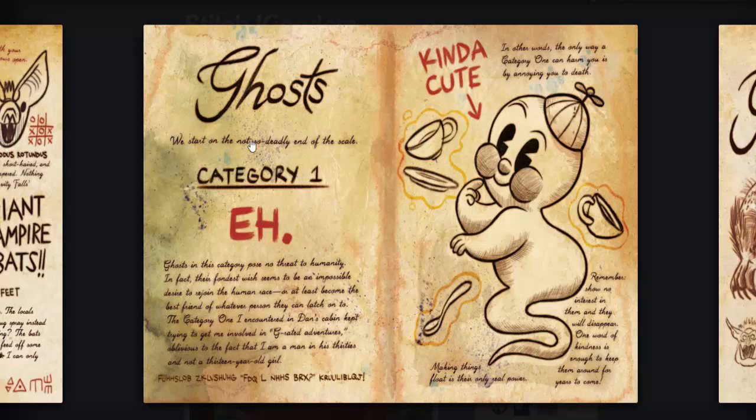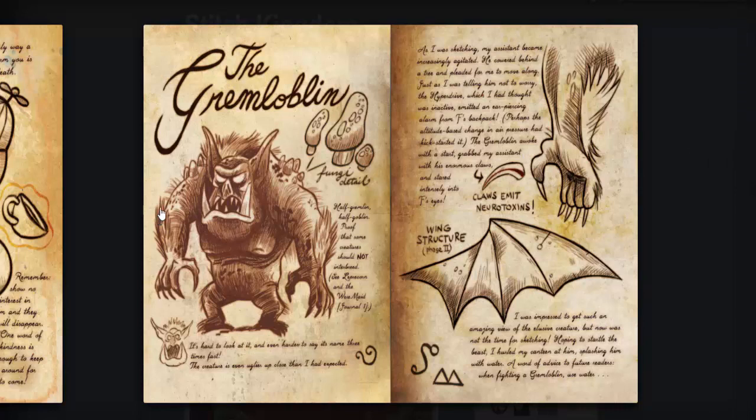Alright. So, ghosts. We start on the not so deadly end of the scale. So this was also seen in the show in Northwest Mansion Mystery, and it's just showing a cute ghost. I mean, what else is there to say? It's a cute ghost. And the last page that we've got was the Gremloblin.